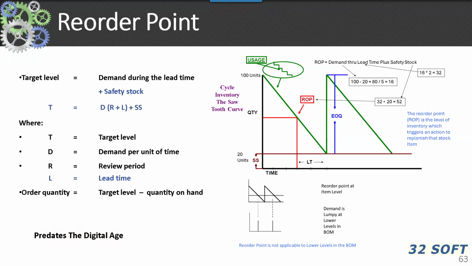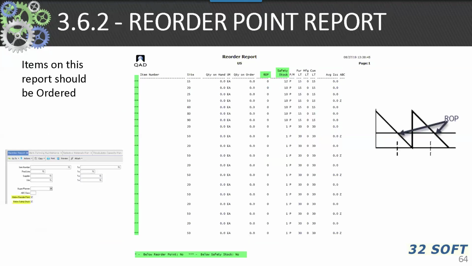This is intended to notify when a particular item has gone below a set reorder point. Demand and lead time are in a constant state of flux, and they must be measured. I remember before MRP, everything was reorder point on Cardex systems. In QAD, we use the 3.6.2 reorder point report for monitoring this process.